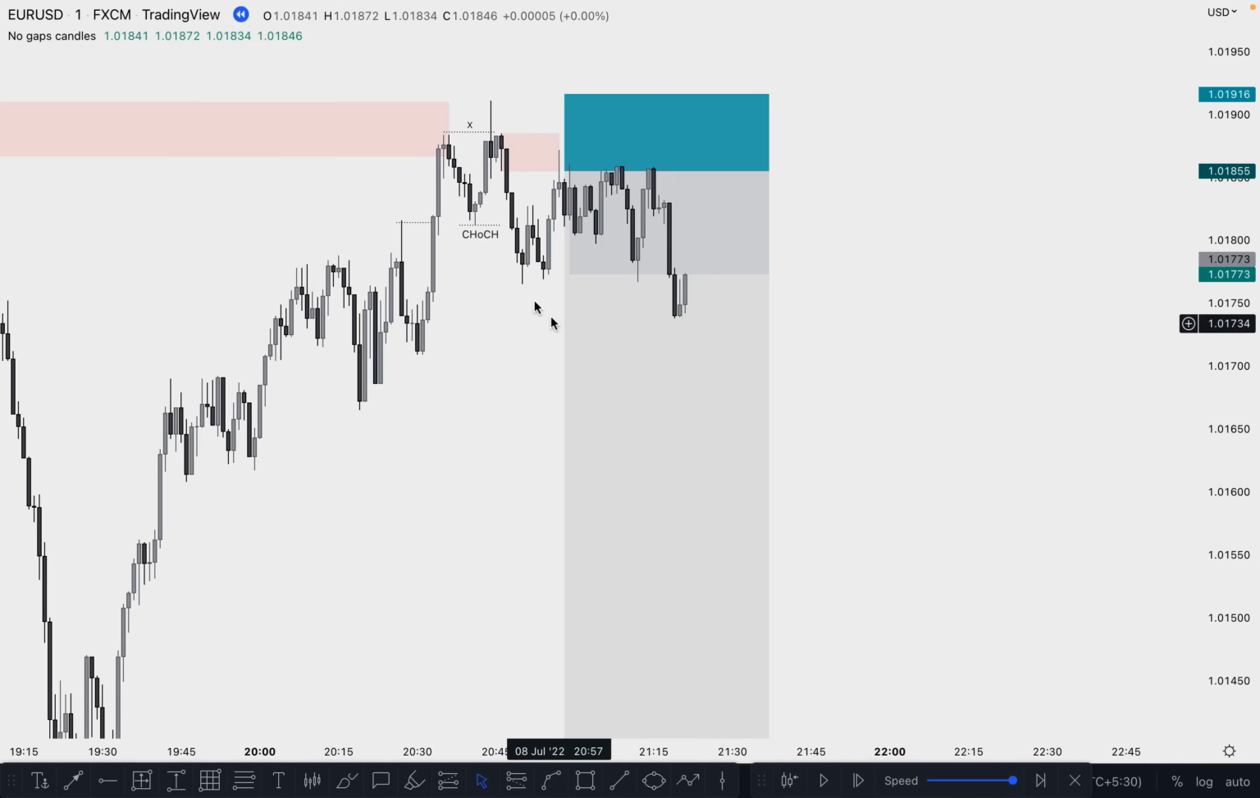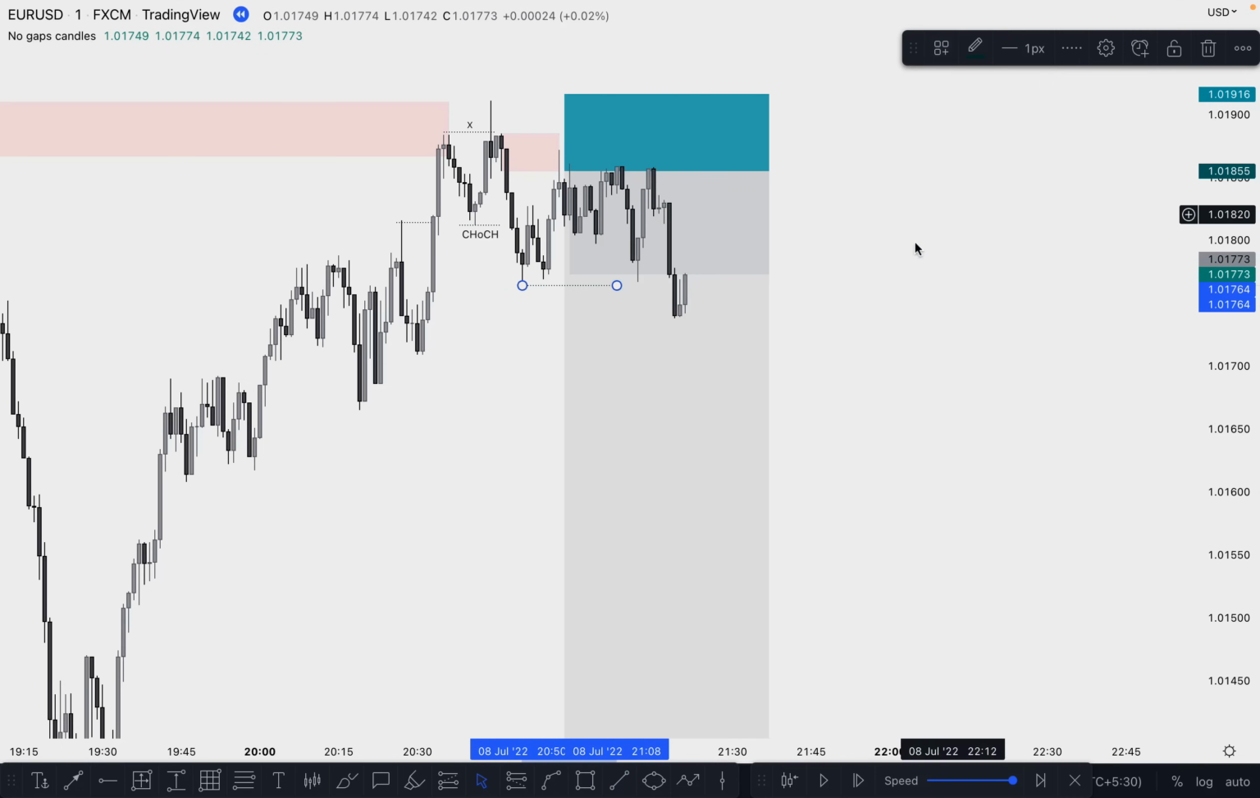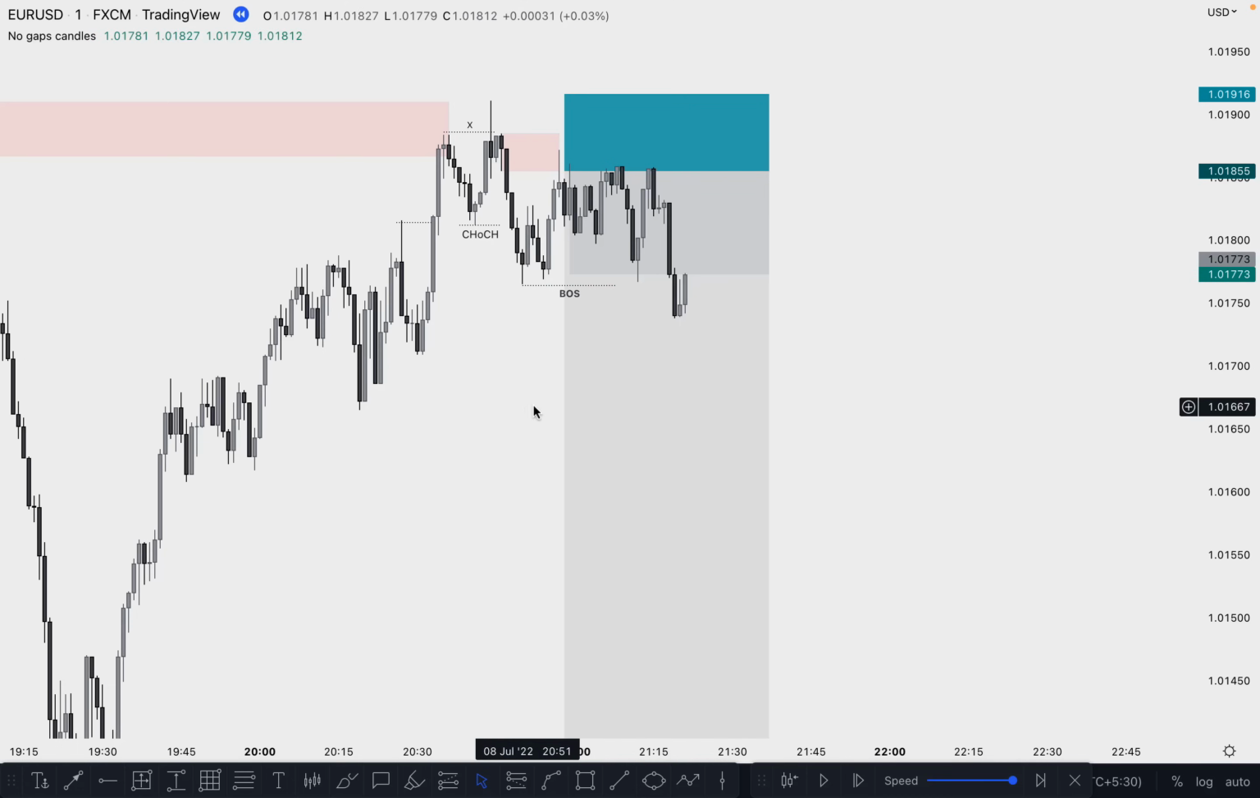So you can see the market is trying to push downside, and this one is our break of structure. Why? Because the market broke this most recent low, which was here, right? And after breaking this structure, where is our order block? You can see this order block is here, which is high probability for the sell.